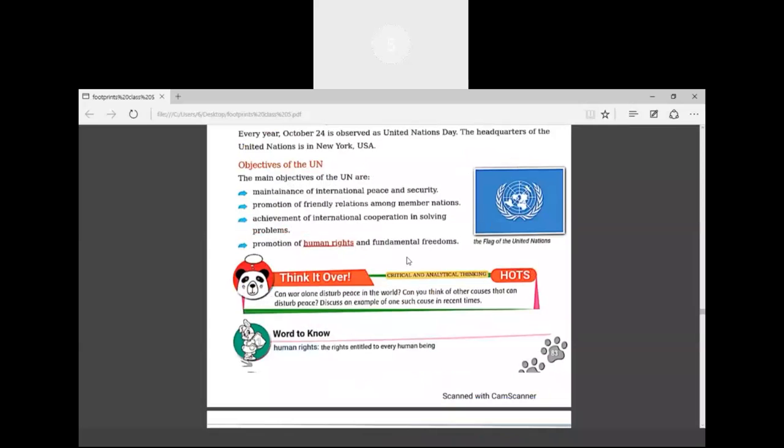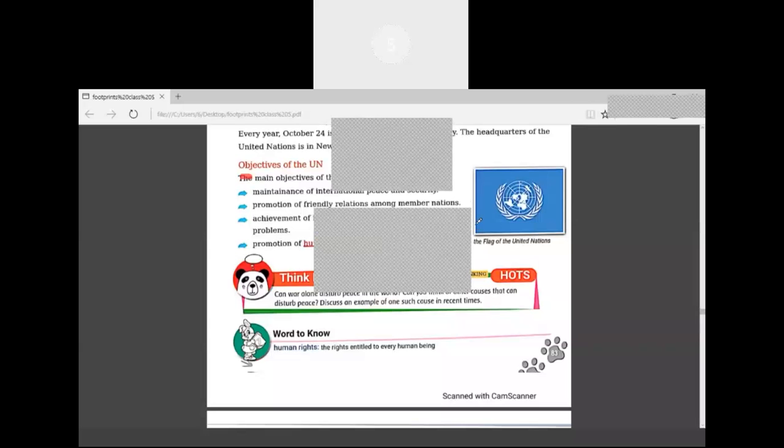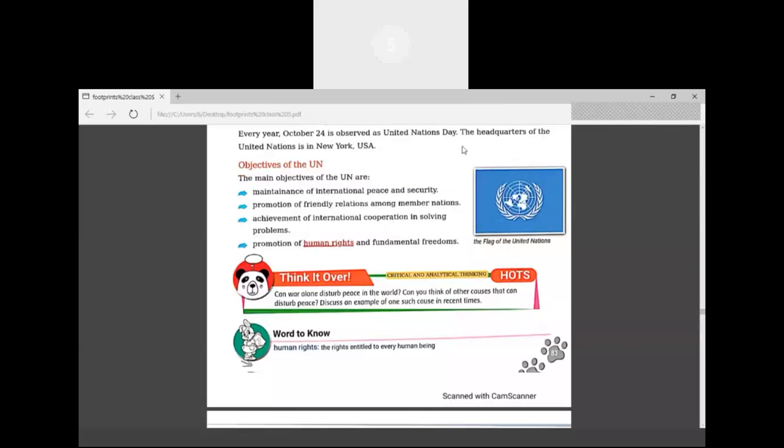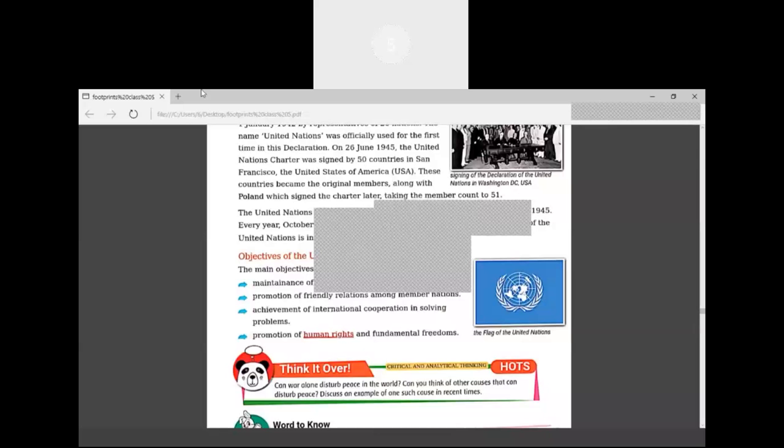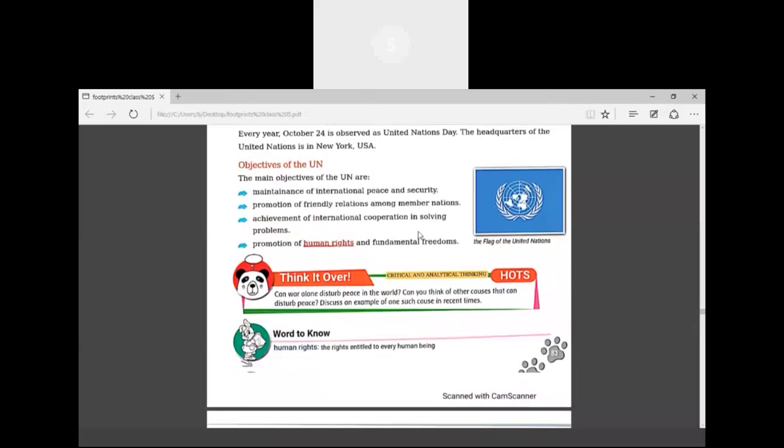Now, what are the objectives of United Nations? The main objectives of the UN are maintenance of international peace and security. One of its main objectives is maintenance of international peace and security. Peace means shanti. International means worldwide. पूरी दुनिया में ये शांति बनी रहे, सिक्योरिटी रहे. People should be safe worldwide.